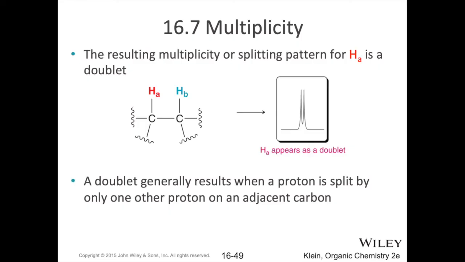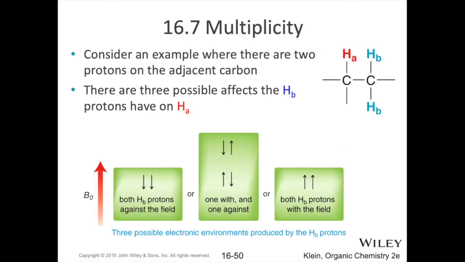Now why do we see a doublet? First of all, a doublet comes when we have only one other proton doing the splitting. So if this is a signal for hydrogen A, it's split into a doublet by hydrogen B. Likewise, assuming there are no other protons in this molecule, hydrogen B would have a doublet for its signal as well. It would be split into a doublet by hydrogen A. There's a little bit of reciprocity here. So, where does that come from?